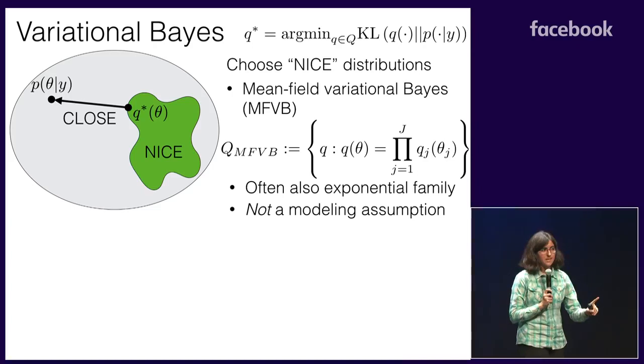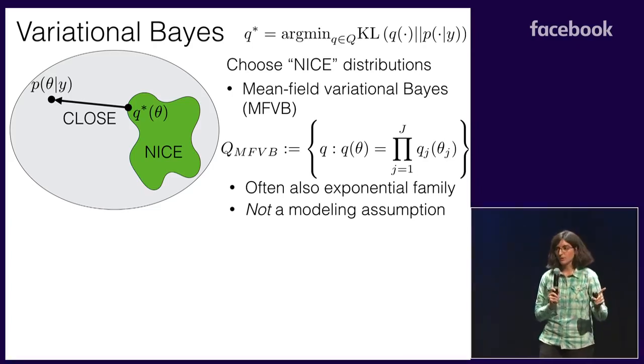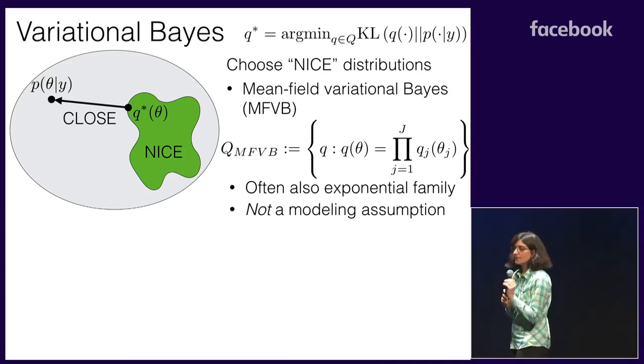Now, we can still ask, is that a good approximation? And in fact, we will. We're going to spend a lot of time asking that question. But we are not making an assumption about the model itself. There is an exact posterior, and we are trying to approximate it.